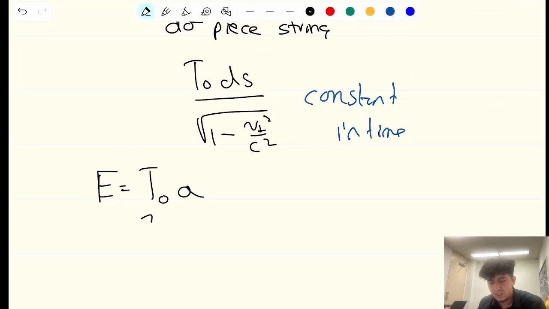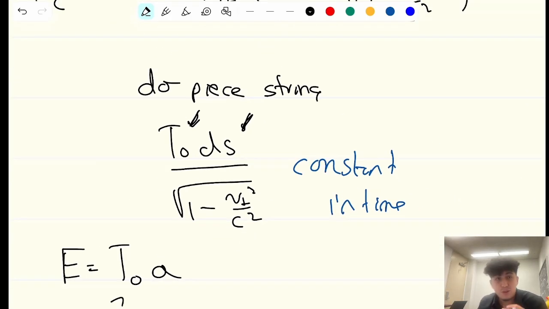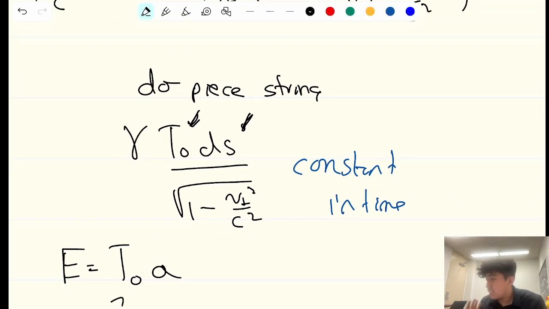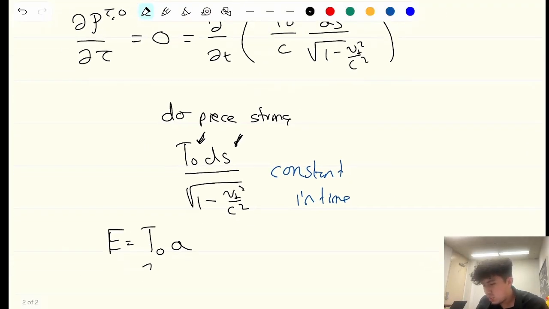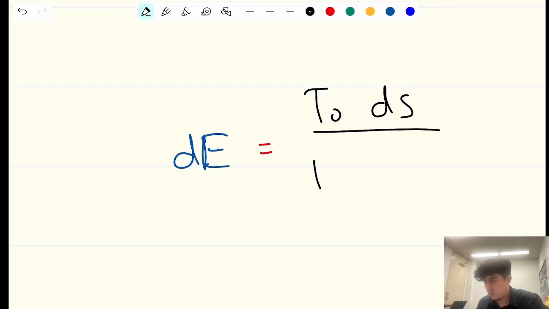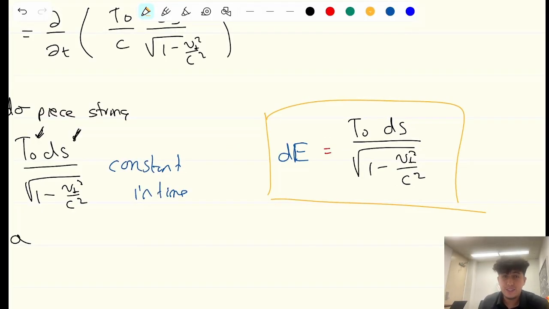So now we're seeing an infinitesimal version. We have the tension times an infinitesimal part of the string, and all of this is multiplied by a gamma factor. As you can see, this is a gamma factor. So this can be identified as the total energy of the string. So essentially if you want the energy of a piece of a string, it can be written like this. Cool. So that's the physical interpretation of this part. And this formula we're going to actually use in a bit, so just keep it in mind.